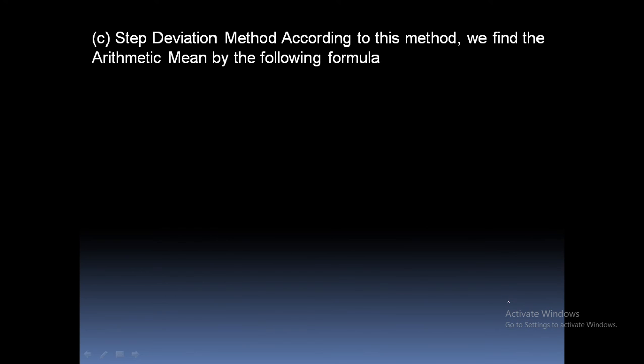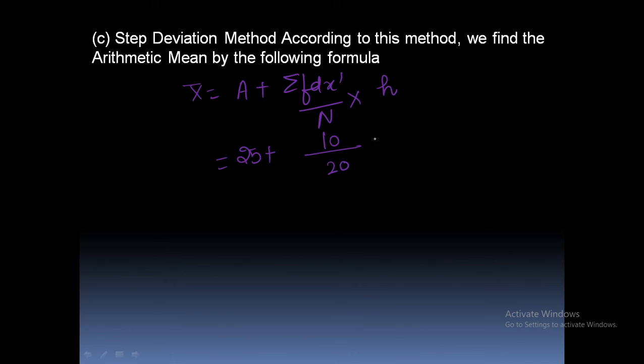Now you can implement these values in the formula of step deviation. Mean is equal to a plus sigma f dx dash over n, multiplied by h. Here a we take 25, sigma f dx dash we get 10, n is 20, h is 10. 0 cut with 0, 2 ones are 2, 2 fives are 10. You can see the result of arithmetic mean is the same by all methods. This is your answer of arithmetic mean.